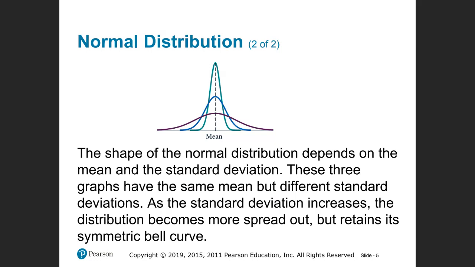The shape of the normal distribution depends on the mean and the standard deviation. The three graphs above have the same mean, but they have different standard deviations. As the standard deviation increases, the distribution becomes more spread out, but it retains a symmetric bell curve.